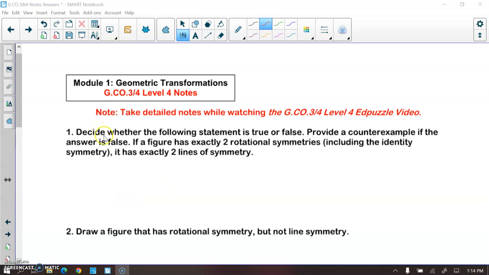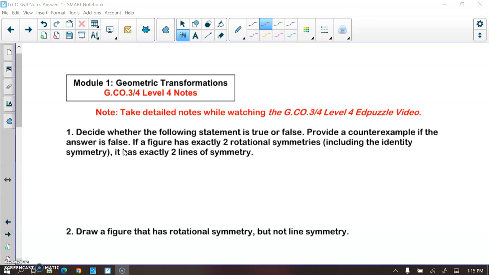Right, so we have reached the last video in our geometric transformations module. Decide whether the following statement is true or false. Provide a counterexample if the answer is false. A counterexample is just an example that shows that your statement is false.